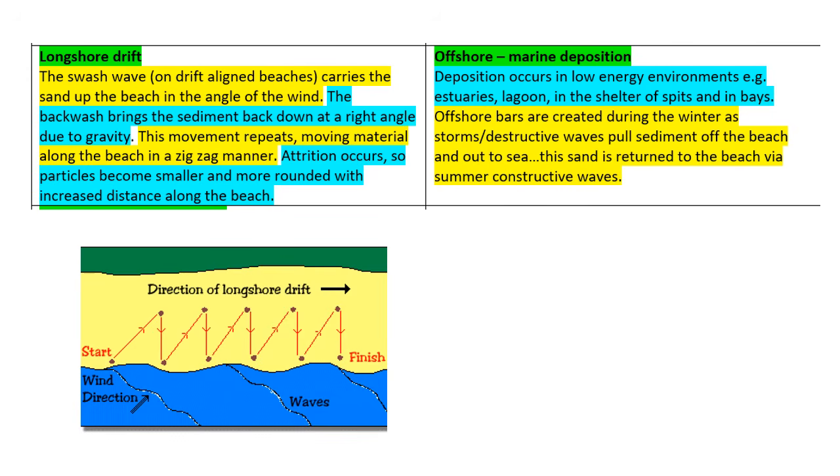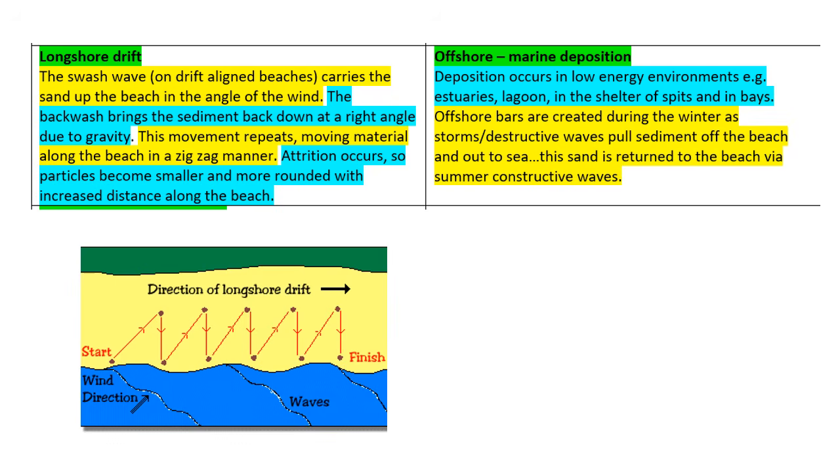So longshore drift, you've got the diagram there. This is where the swash wave carries the sand up the beach in the angle of the wind. The backwash brings it back down at right angles due to gravity. Zigzag movement along the beach. As this is happening, attrition occurs. So the particles get smaller and more rounded as you go along the beach.